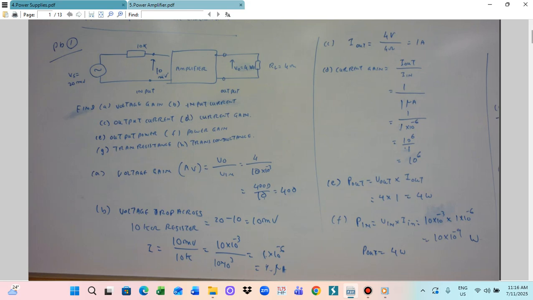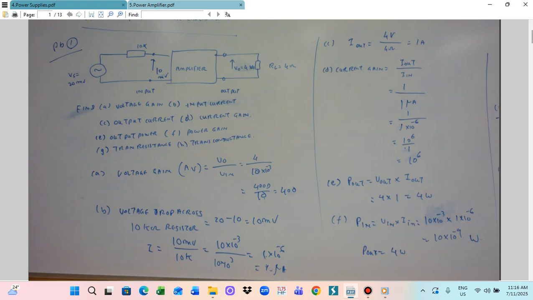The current gain formula is the output current by input current. The output current: a 4 ohm resistor is connected across the output, so the voltage across the 4 ohm resistor is 4 volt. This 4 volt divided by the 4 ohm resistor gives an output current of 1 ampere. Input current we already know is 1 microampere. So the ratio of output to input current gives the current gain.